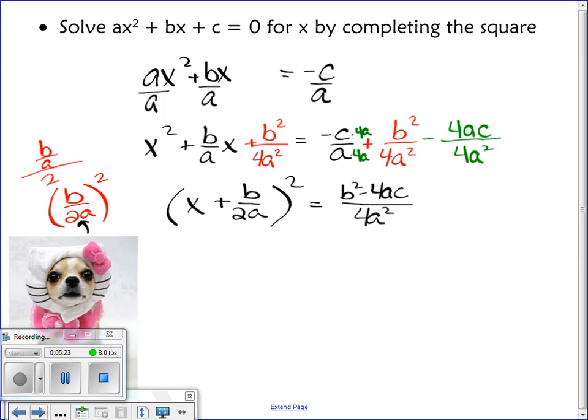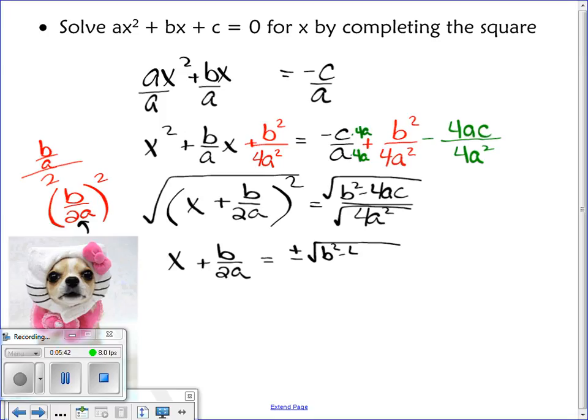Square root. Remember, we do the top and we do the bottom. So we get x plus b over 2a equals plus or minus. On the top, I can't really do much with this, so that's going to stay the square root of b squared minus 4ac. On the bottom, what's the square root of 4a squared? 2a.